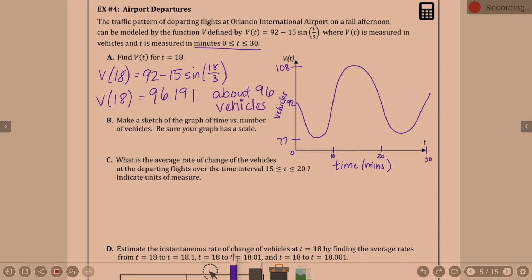Okay, have you looked at C? What is the average rate of change of the vehicles at the departing flights over the time interval 15 to 20? Indicate units of measure. What am I doing here? Find the keywords in that question. Average rate of change. There you go. You saw it. Maybe you saw that a few times in homework. Okay. They're saying find AROC. How do we find AROC?